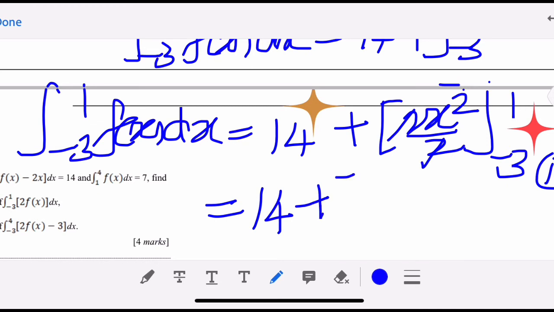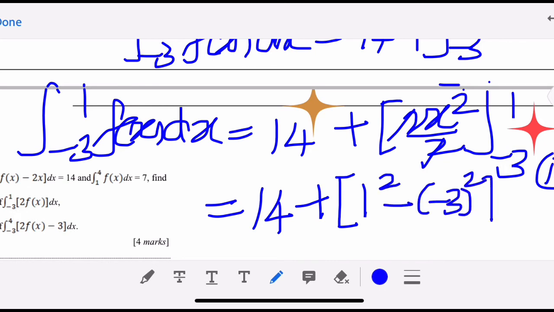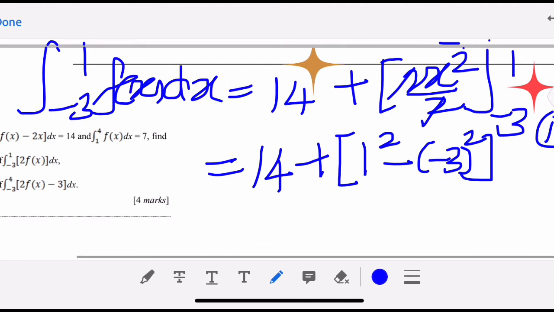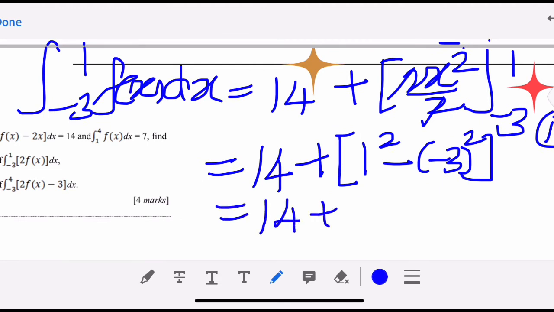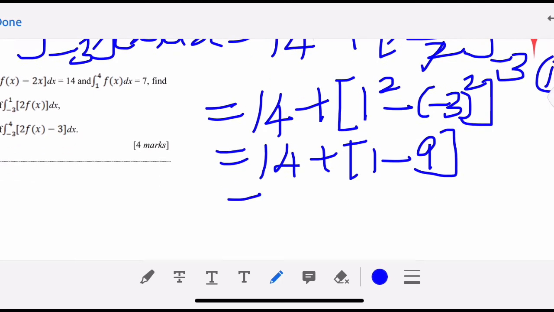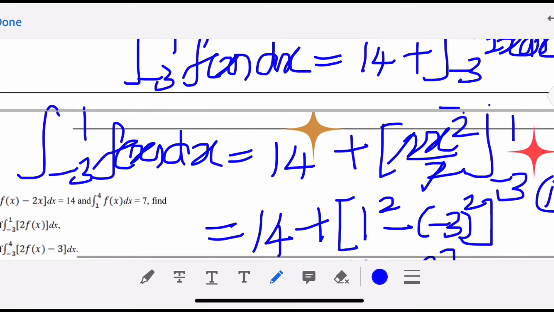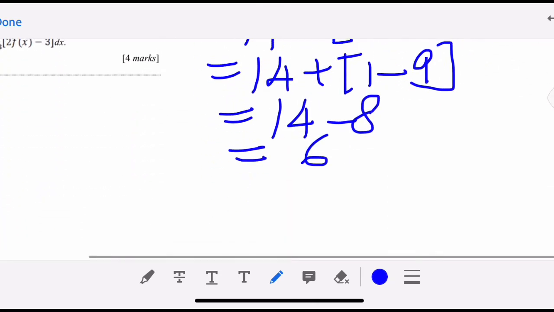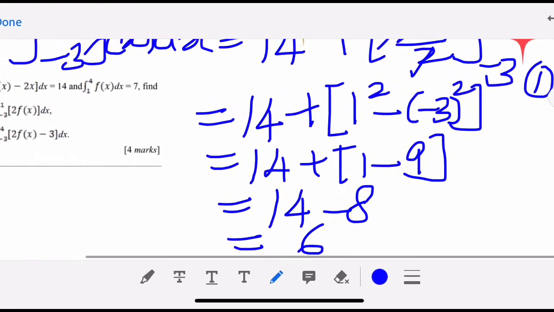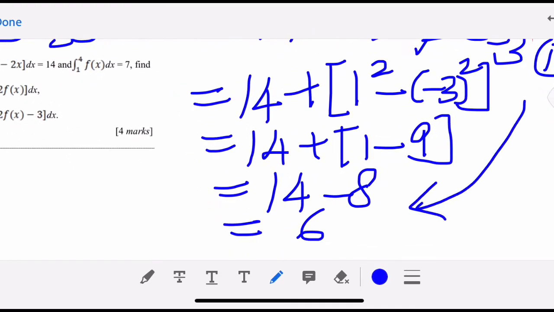And then you will substitute 1 square minus -3 square. Okay, when you substitute, you simplify, you get 14 minus 1 minus 9, which is 14 minus 8. So the answer will be 6, right? So from here you have 6, then you have to multiply. So it's either you do until here or here, you get 1 mark.